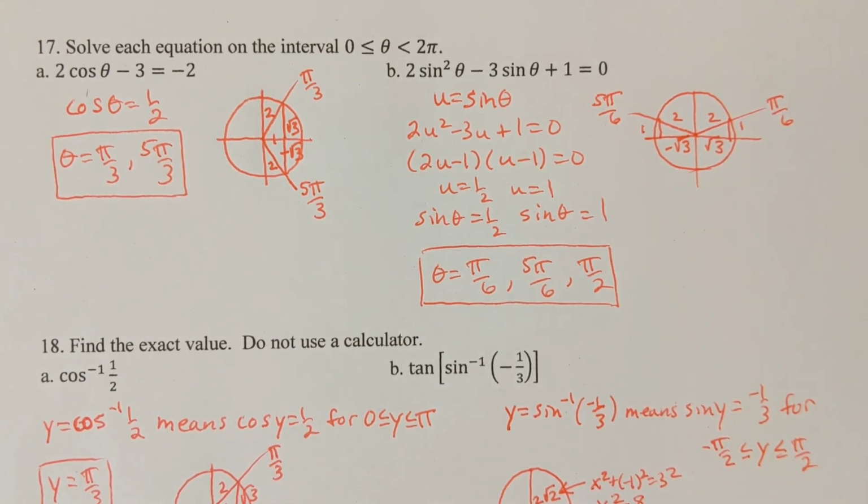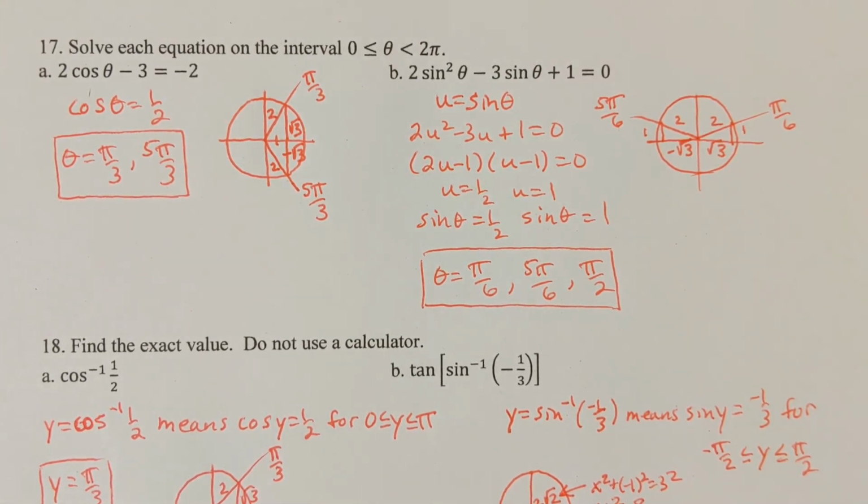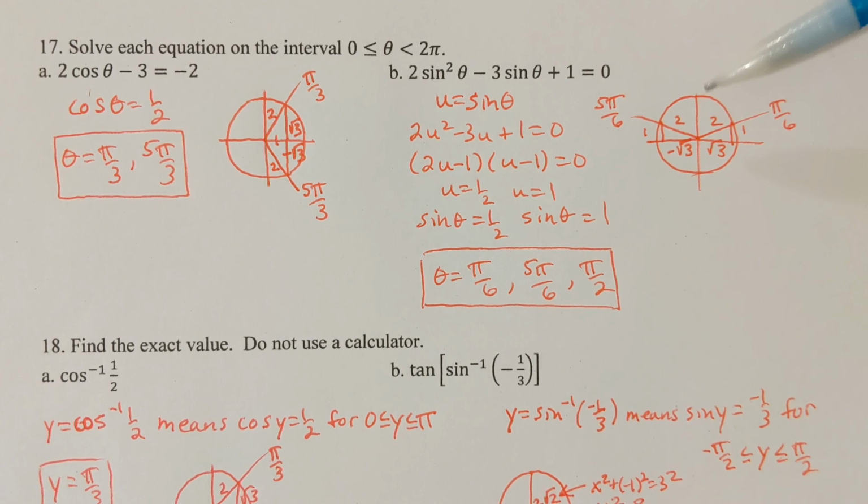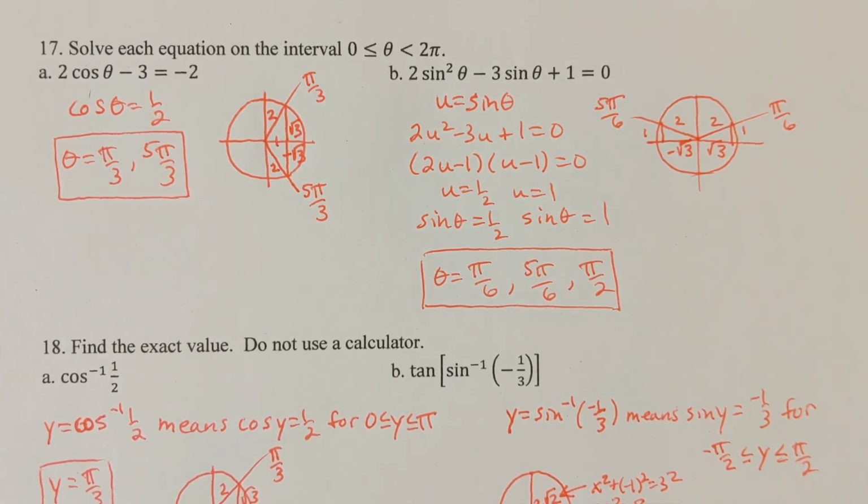Of course, when you're solving a trig equation, make sure that you get all the answers. I'll see students sometimes just write pi over 6 and pi over 2, like they didn't consider this triangle being flipped over into quadrant 2 here. Make sure that you get all the answers. If it's incomplete, you don't have the correct answer then.